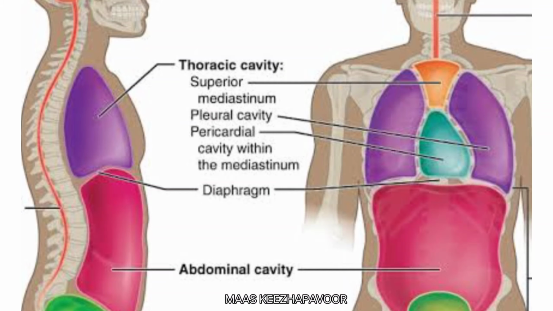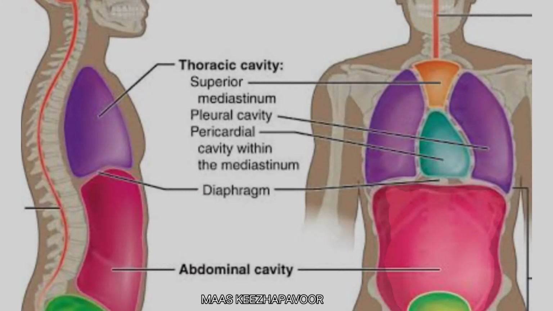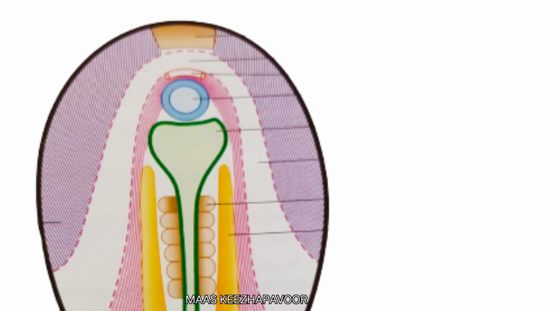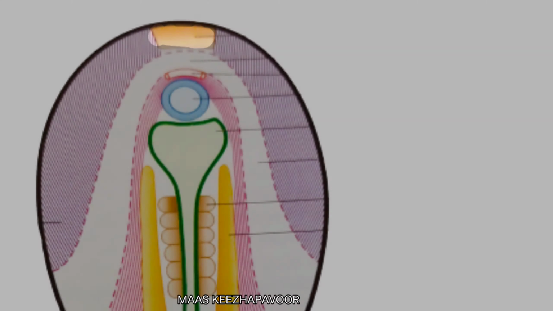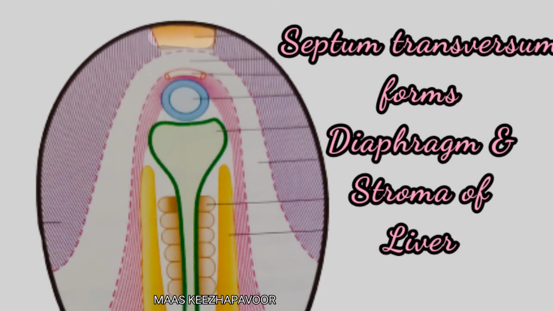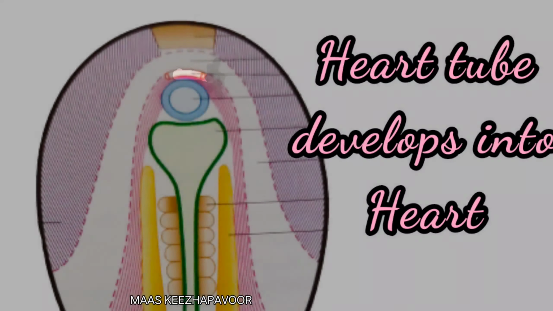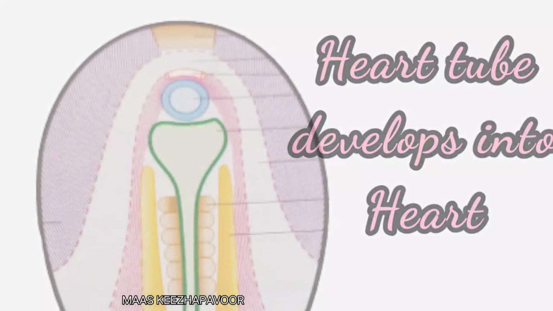The intraembryonic coelom gives rise to pericardial cavity, pleural cavity, and peritoneal cavity. The other mesodermal derivatives are septum transversum and heart tube. Septum transversum forms diaphragm and stroma of liver. Heart tube develops into the four-chambered heart.